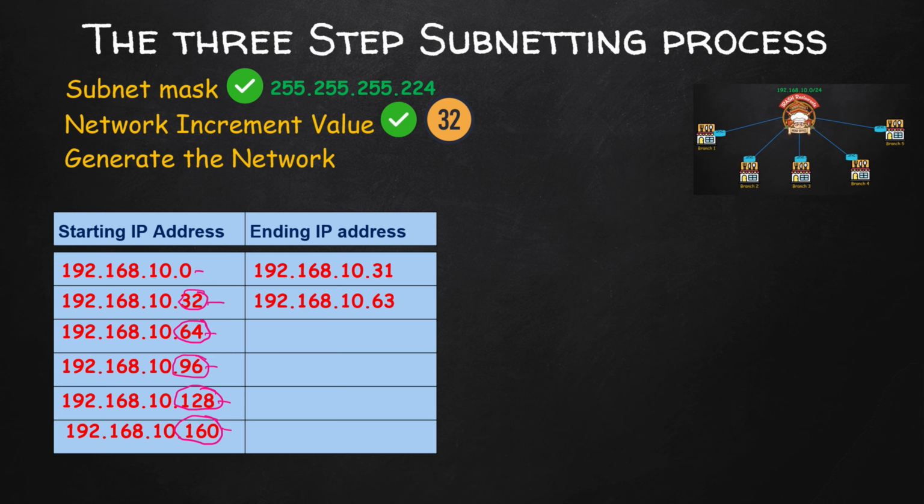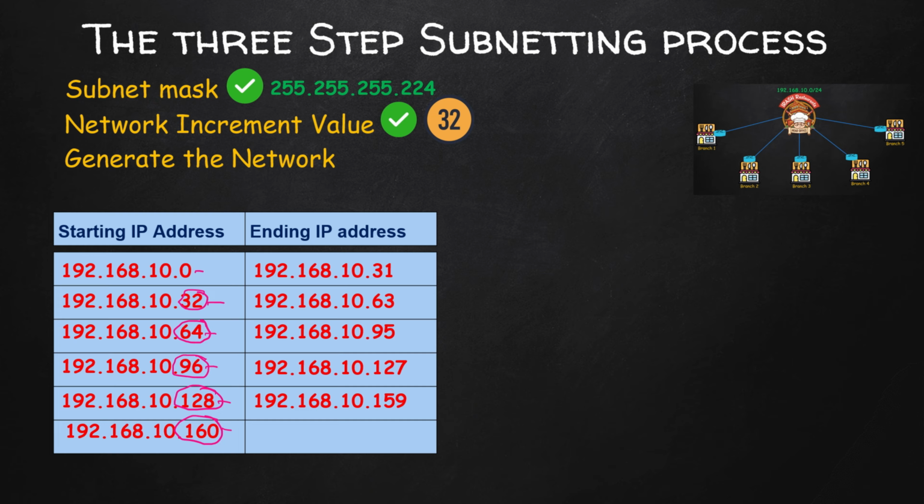So the second one is 192.168.10.63. Third one 192.168.10.95. Fourth one 192.168.10.127. And the fifth one 192.168.10.159. So we need 5 networks. Our network requirement was 5. That's why we can stop here, because we already got 5 networks.